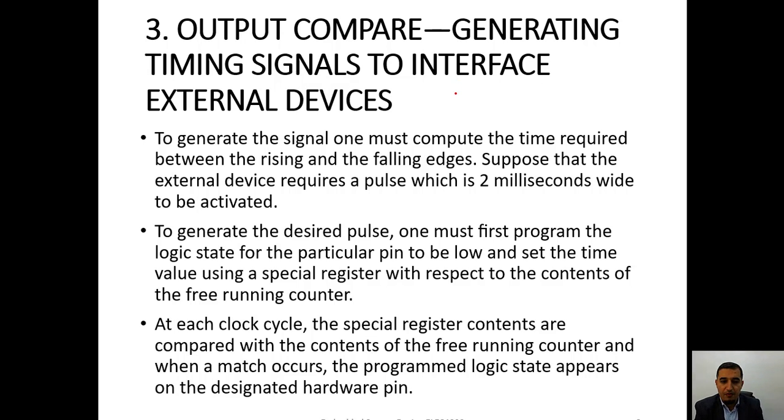Now, using the output compare for generating signals to interface external devices. To generate the signal, one must compute the time required between the rising and falling edges. Suppose that the external device requires a pulse of 2 milliseconds wide to be activated.